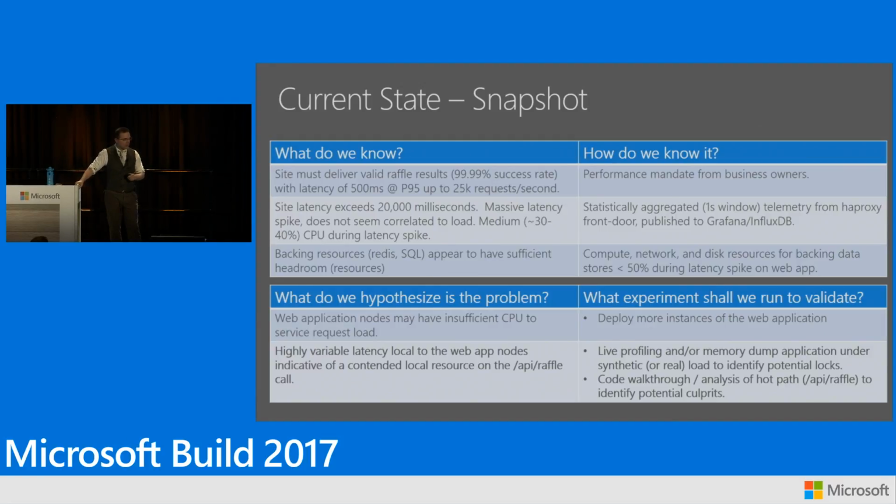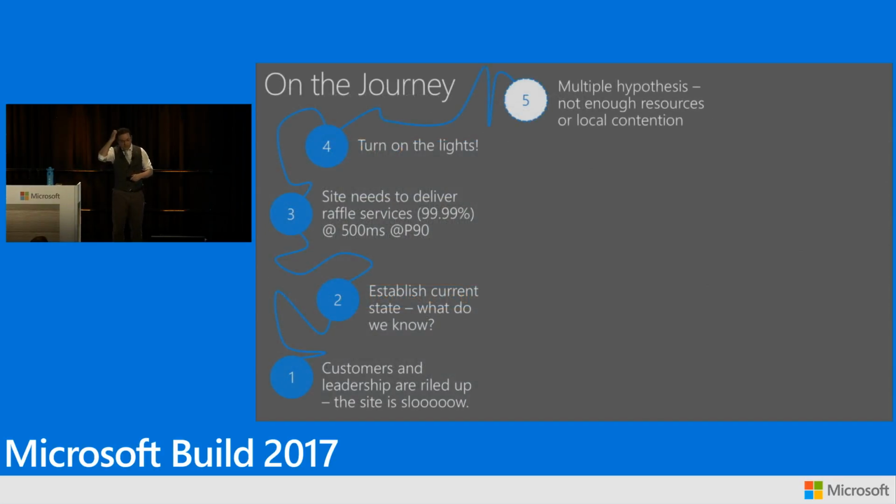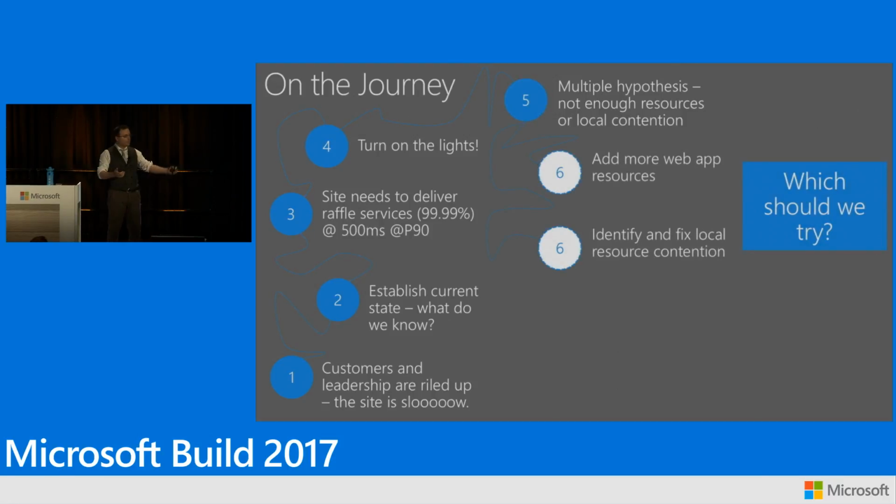So let's check in where we are on our journey. All right. So we're at step 5. We've turned the lights on. We have hypotheses. This is awesome. We know that it could be not enough resources, or it could be local contention. So where do we go? Do we add more web app resources, or do we identify and fix the local resource contention? We have to make this call.